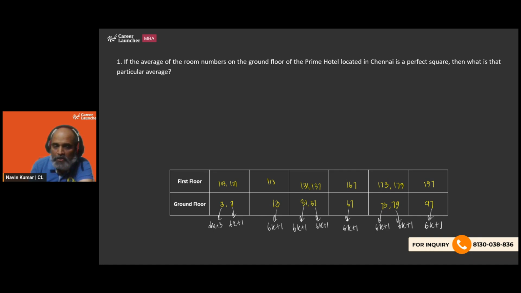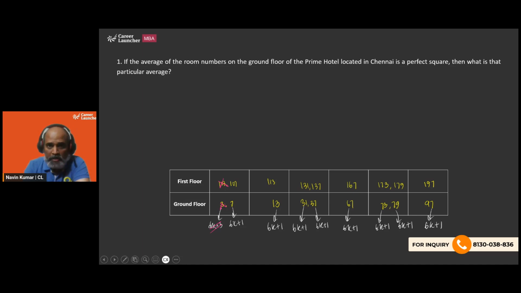So we can see that every number is of the form 6k plus 1 except for the first one, which is 6k plus 3. If we want this to be divisible by 6, we cannot take this, which means 3 and 103 are definitely not the room numbers in any of the hotels.